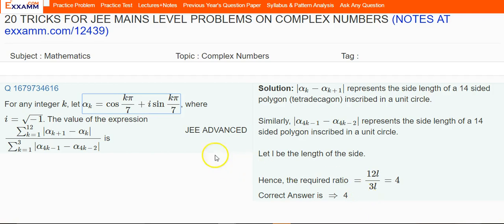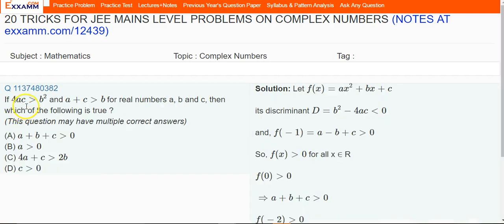This was a question of JEE Advanced. I don't know which year, but here the solution was supposed to be between number 1 to 9, so it was that type of question. So the answer here is 4.